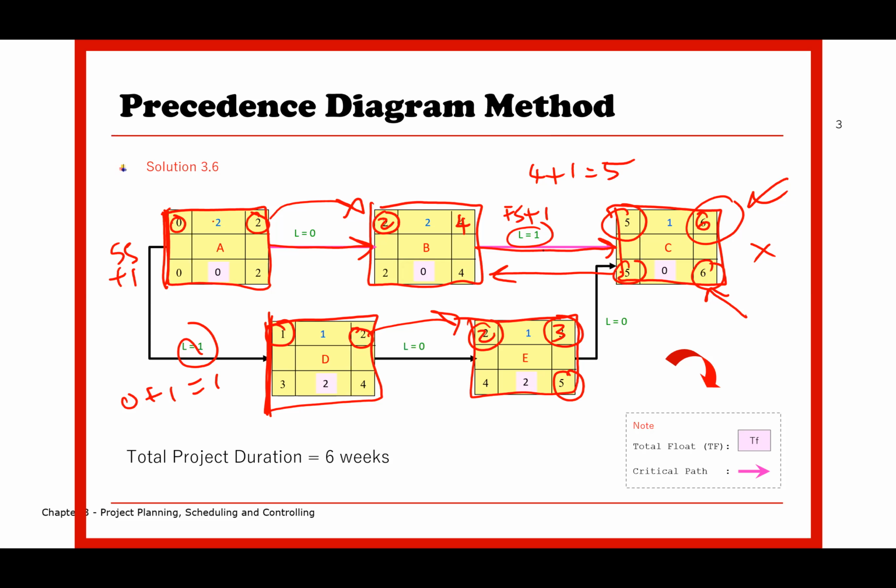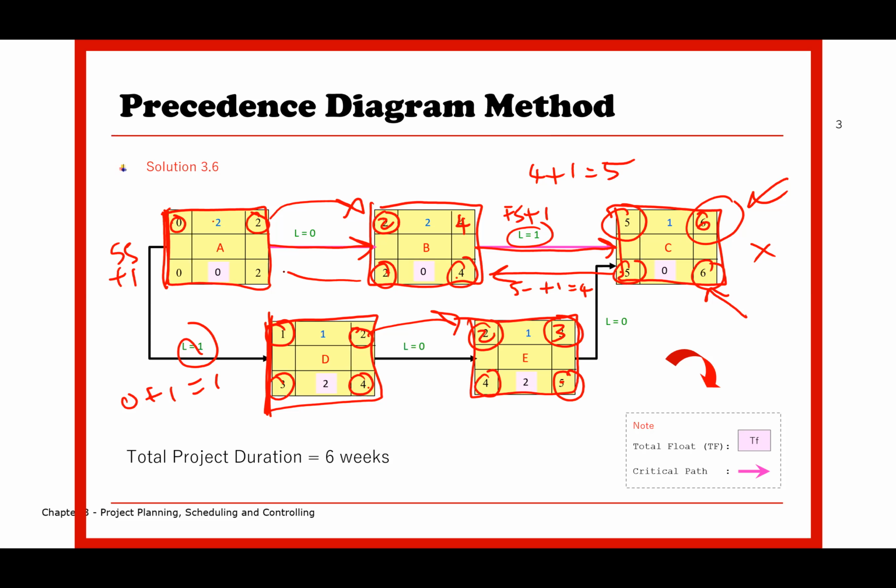How do you minus actually? 5 minus plus 1, as in 5 minus 1 equivalent to 4. 4 minus 2 equivalent to 2. And then 5 minus 1 equivalent to 4. 4 transfer here. 4 minus 1 equivalent to 3.